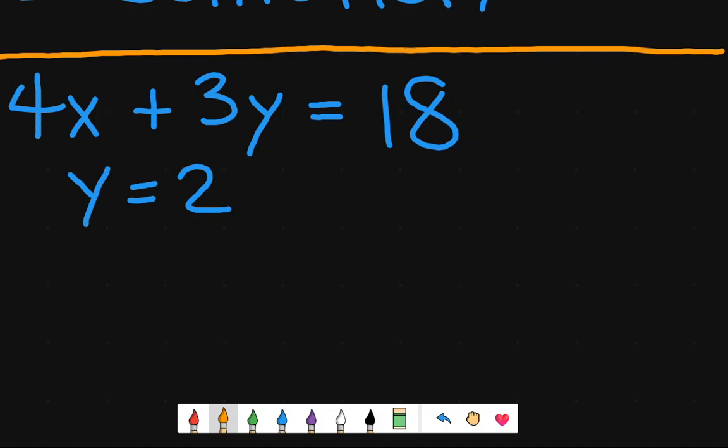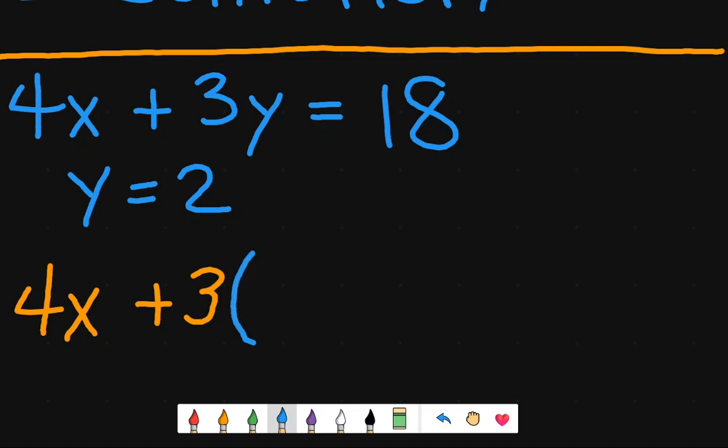So if we rewrite it, 4x plus 3, that y now becomes 2 because y is equal to 2. So it's 3 times 2. And we must put a symbol there to represent that we're multiplying times 2. We just can't put a 2 next to the 3 because it just becomes 32. So what I'll use is parentheses to represent that we're multiplying times 2. And this will be equal to 18.